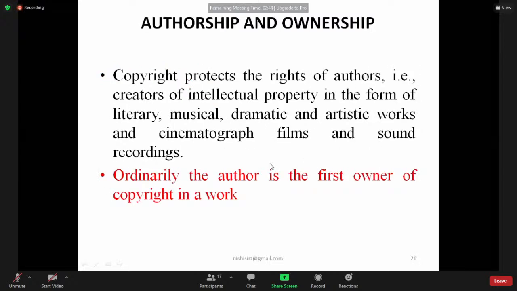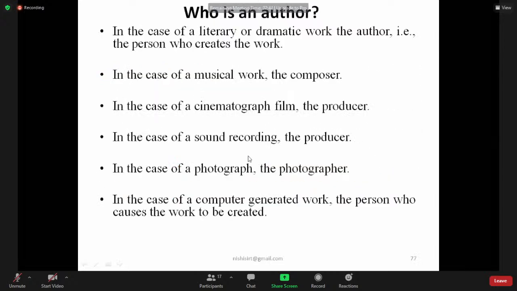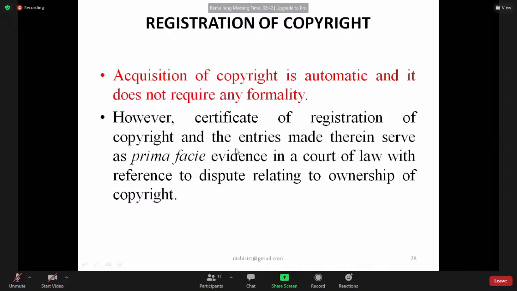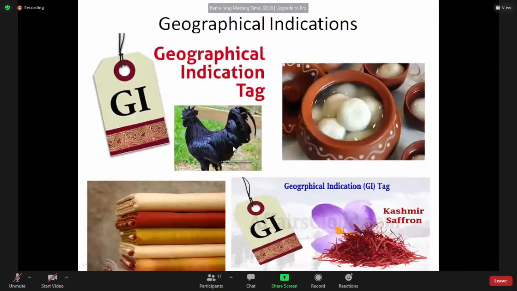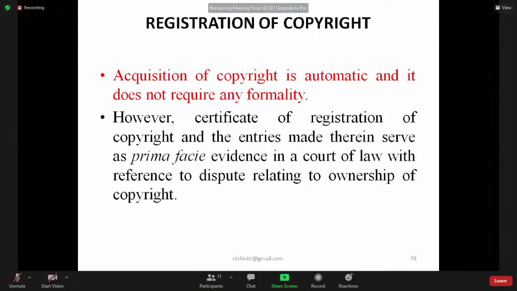How can one register the copyright? If you have published anything anywhere in your own words without plagiarism, that is your copyright. Whatever literary work you have done, you can get registered as per the Copyright Act.